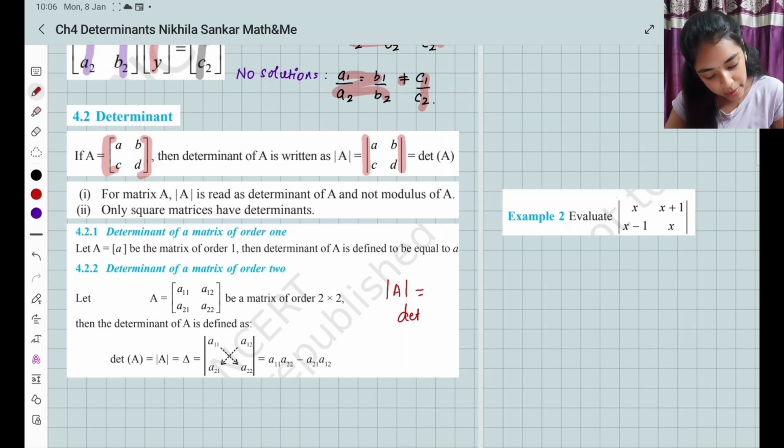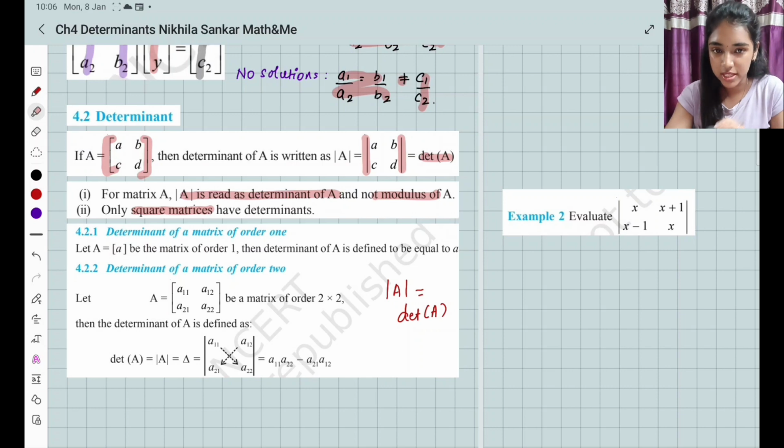You can also represent this as determinant of A. So ரெண்டு விதமா எழுதலாம். Okay, so that is also given in the definition here. Okay, so now for a matrix A is read as the determinant of A, not the modulus. இப்போ நான் சொன்ன அதே பாயிண்ட் தான். And only square matrices have determinants. So நம்ம இந்த சாப்டர்ல பார்க்க போறது is only going to be a square matrix. Rectangular matrix, column matrix, row matrix இதெல்லாம் எதுவுமே கிடையாது.